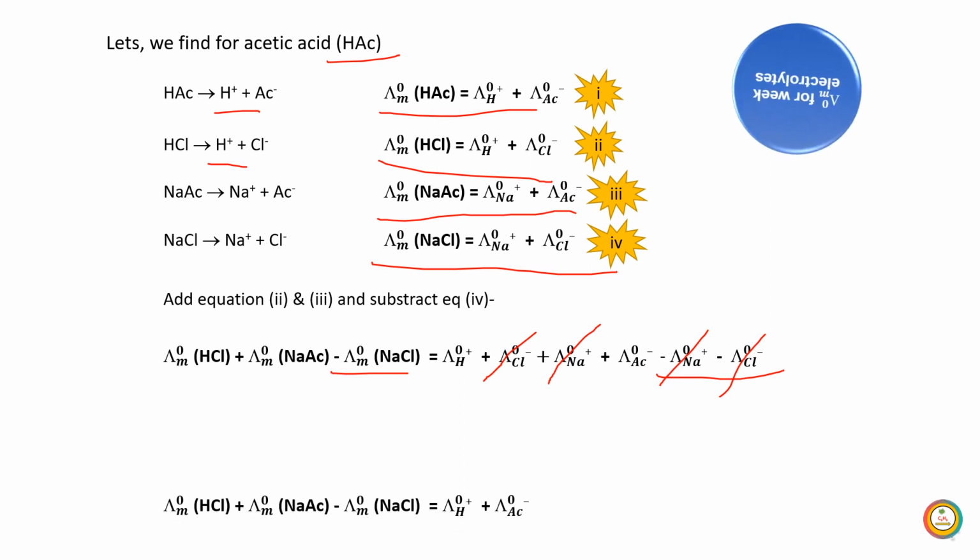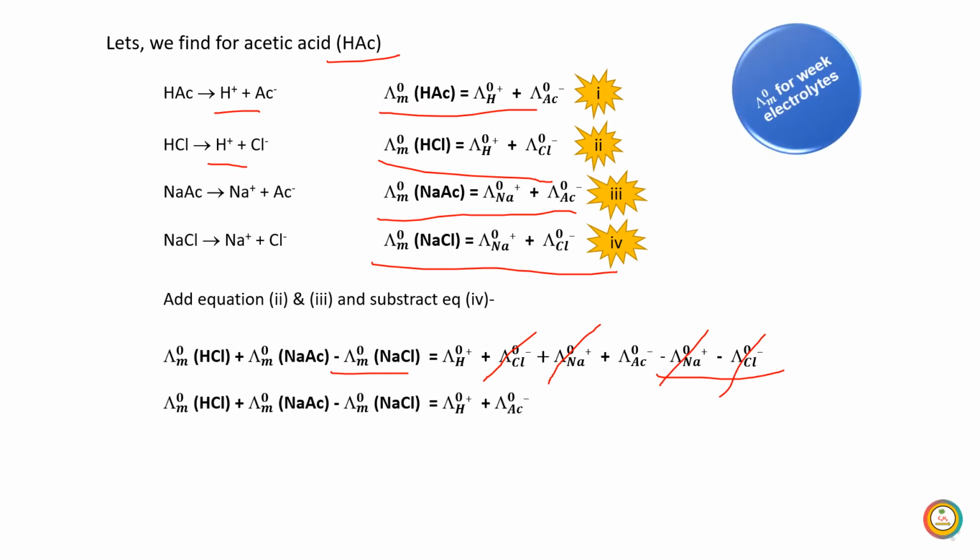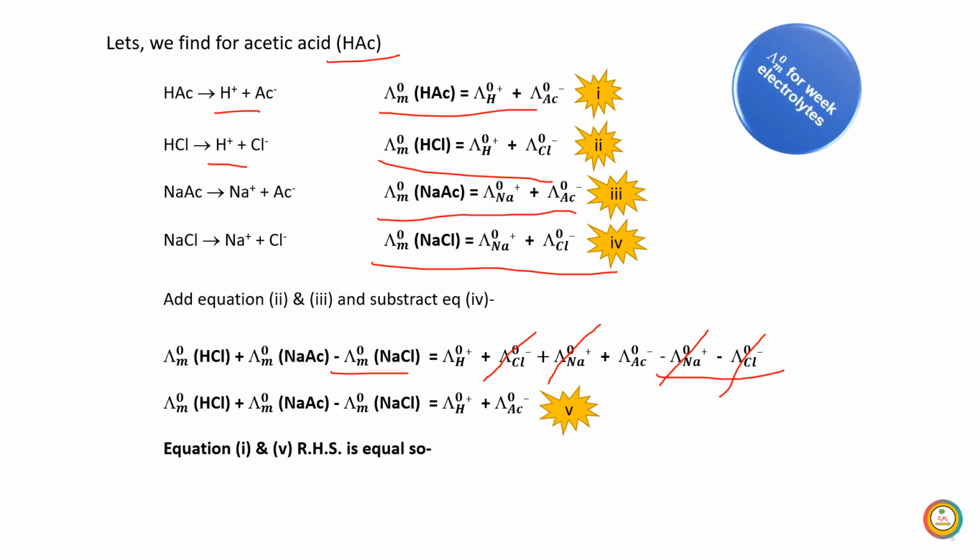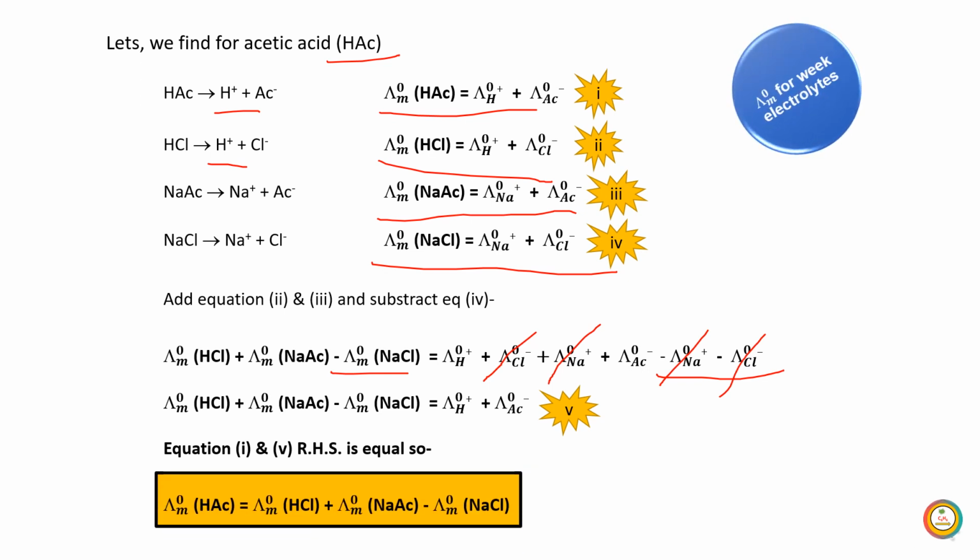H plus ion and acetate ion is the remaining. So we can write this equation again like this. Now look, this one is equation 5. Now compare your equation 1 and equation 5. For equation 1 and equation 5, the RHS side is the same. If the RHS side is the same, then we can say the LHS side is also the same.